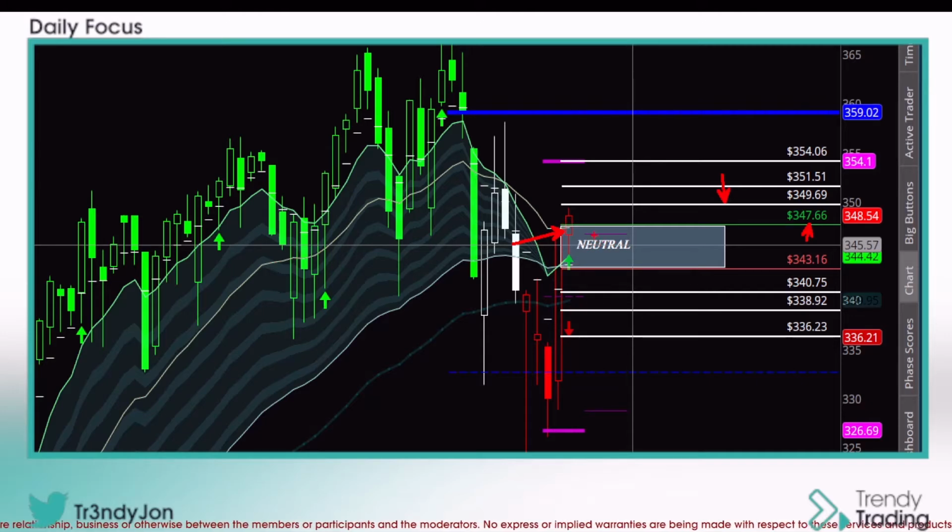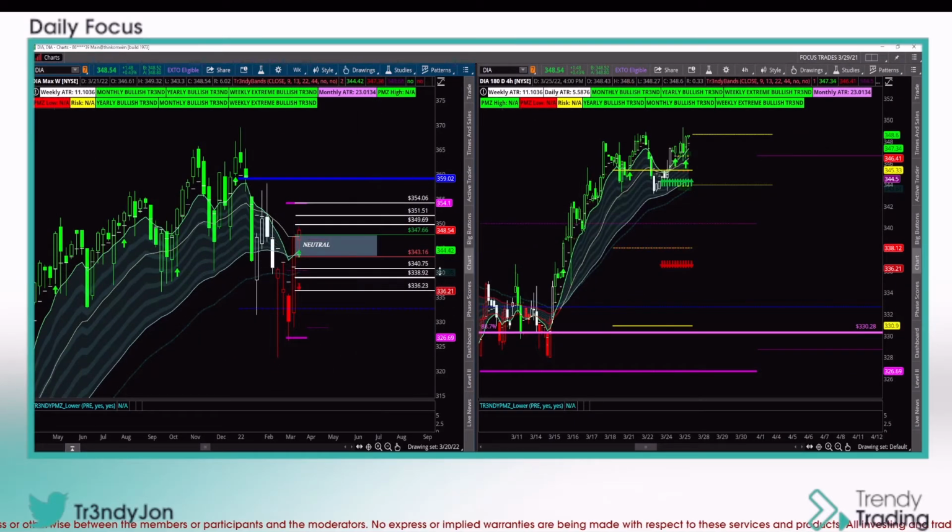But we have a strategy for that, and we'll coach in the morning, okay? So we're going to keep this blueprint. We're going to stay long above 347.66 as long as the weekly is staying above the cloud, and we're looking for these targets to the upside.